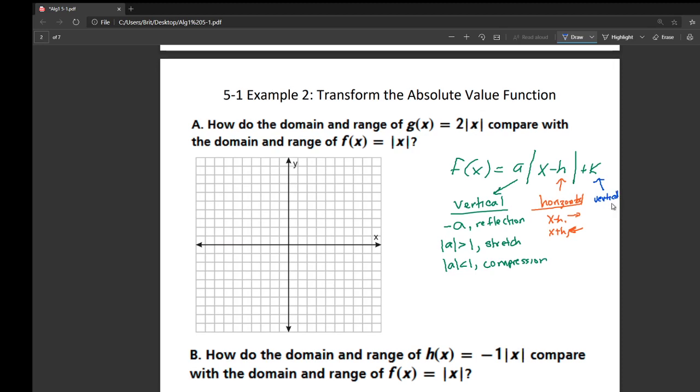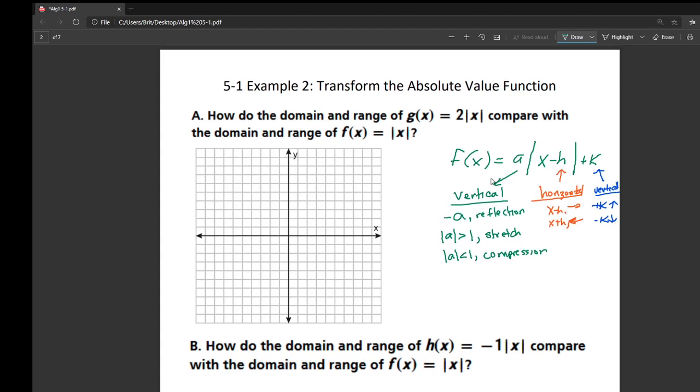Because remember, if you do something outside the grouping symbol, it'll be a vertical change, and inside makes a horizontal change. So if it says plus k, you go up, and if it says minus k, you go down. So these examples don't cover these transformations, these translations. But understand, your domain and range don't change for horizontal translations, and only your range changes for your k.